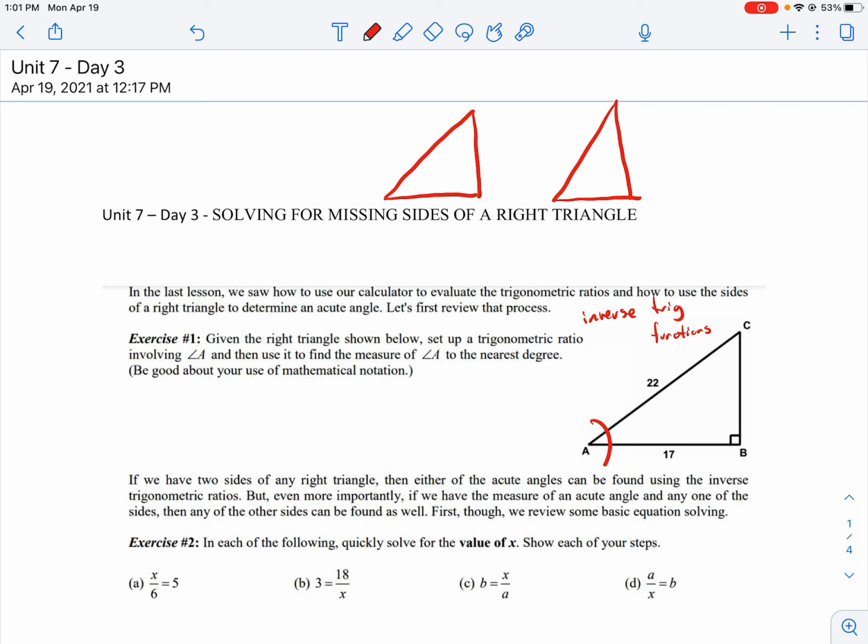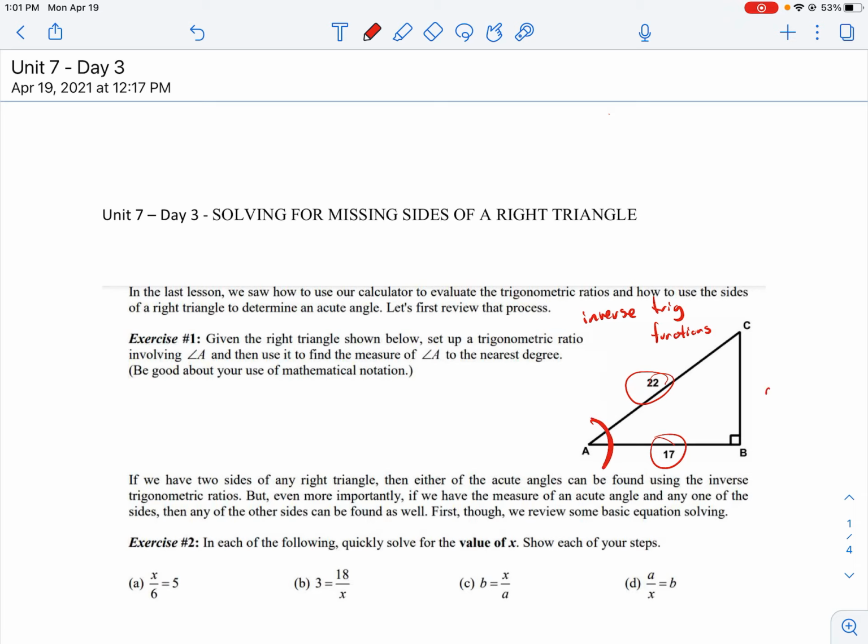we need to figure out what ratio we get when we utilize those two sides, and then see if we can match that ratio up with our inverse trig function, right? And let's see if that makes sense. So anyway, hopefully I didn't just confuse you guys. So let's just figure this out, all right? So talking about the measure of angle A, right?